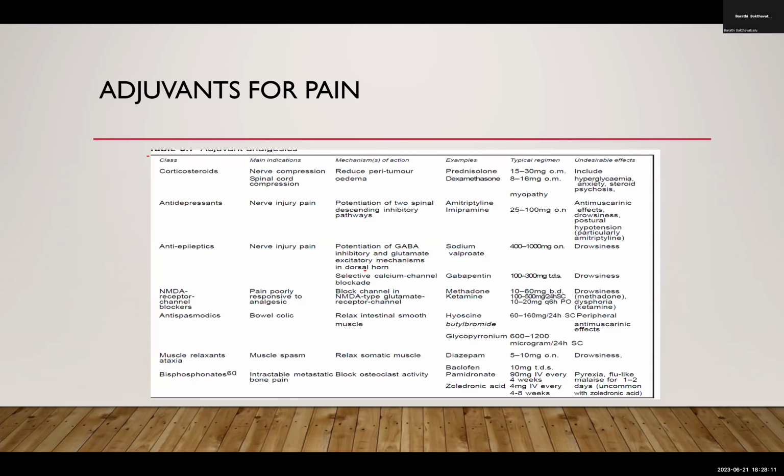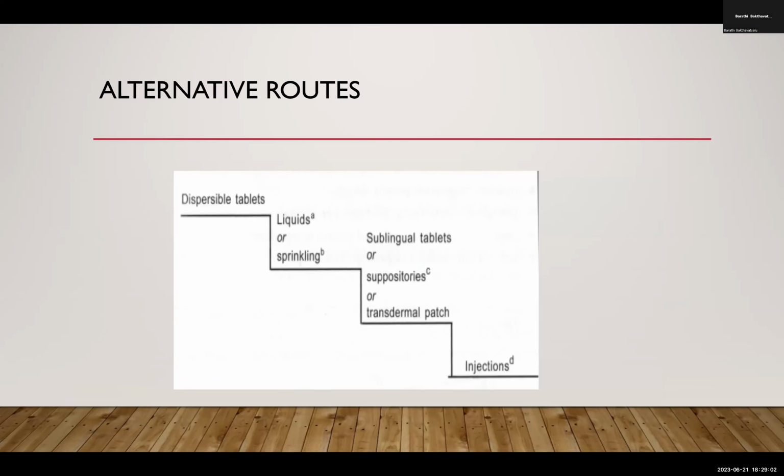That really helps. This table shows an example of how adjuvants are used in different situations. These pictures, you can find in Robert Twycross's textbook on palliative care. So you can see corticosteroid indicated in nerve compression and spinal cord compression, and the mechanism of action of steroid is that it reduces the peritumor edema. So you see how much is given: prednisolone, dexamethasone, and the side effects are also given. It's a very comprehensive table, and you can have a look at it. I think it's available freely on the Pallium India website. I guess you can download it. There are also alternative routes of administration that I just want you to be aware of.